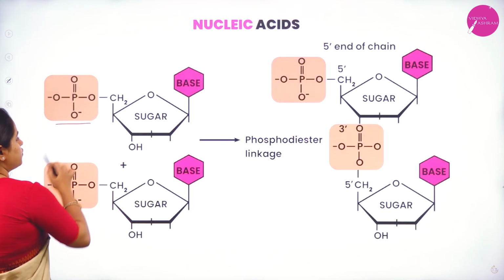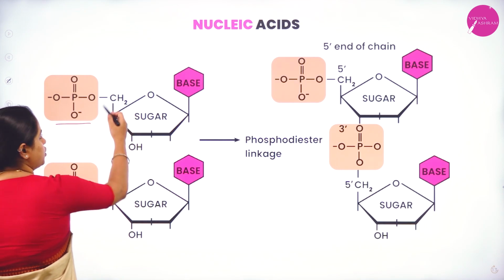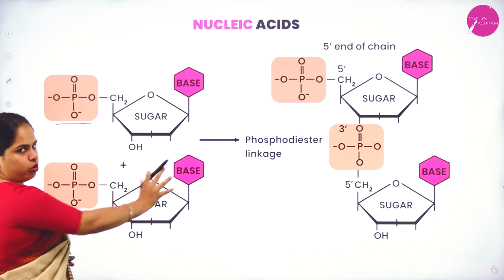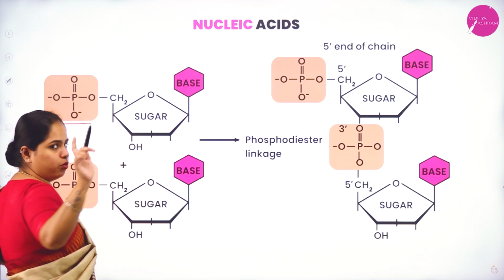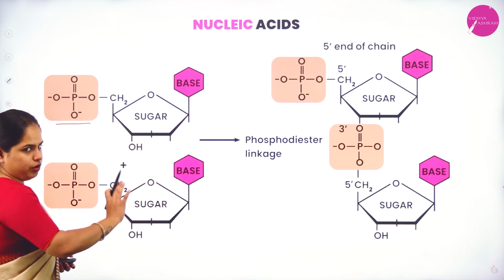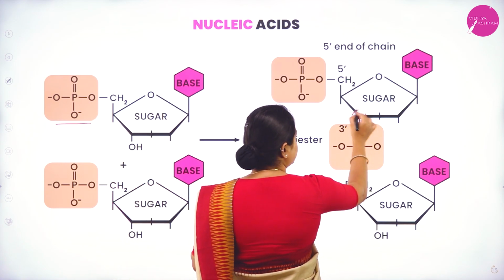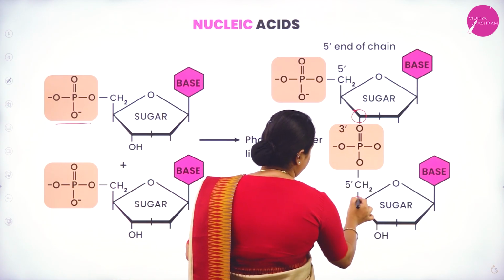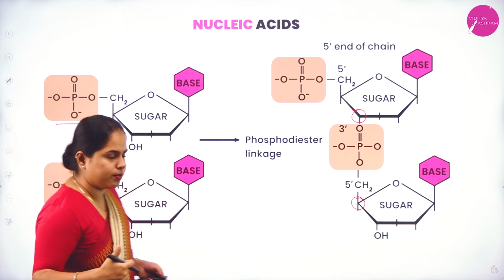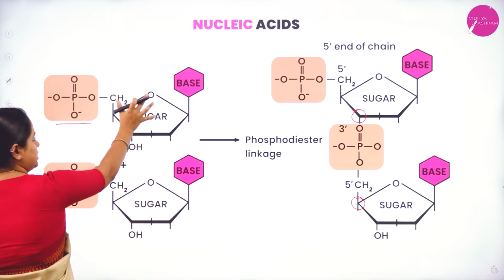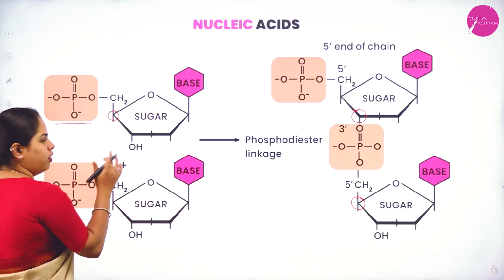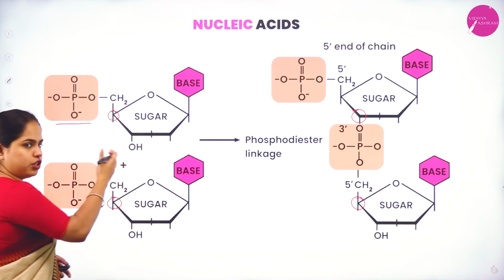This is the phosphate group you have, and this is your sugar, and this is the base. This whole part is one nucleotide, and you have another nucleotide here. Now what is going to happen? You can see this is the 3' position of the sugar and this is the 5' position of the next sugar. This is one sugar and this is another sugar. This is the 3' of the first sugar. This is the 5' of the next sugar.